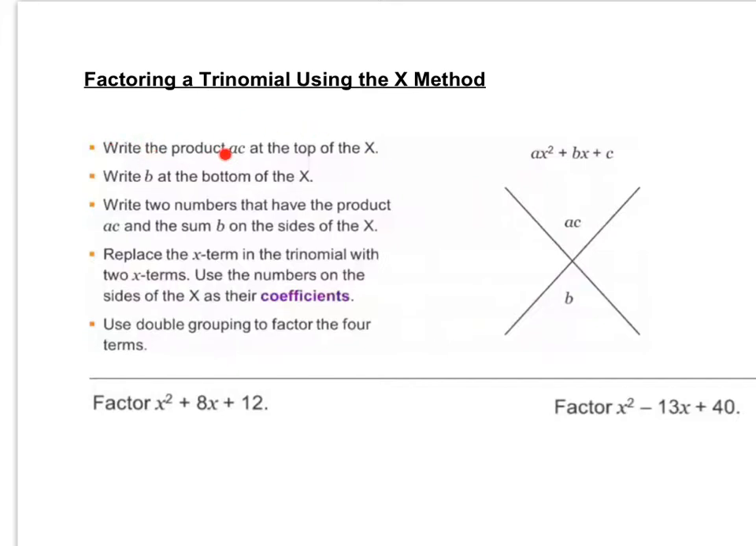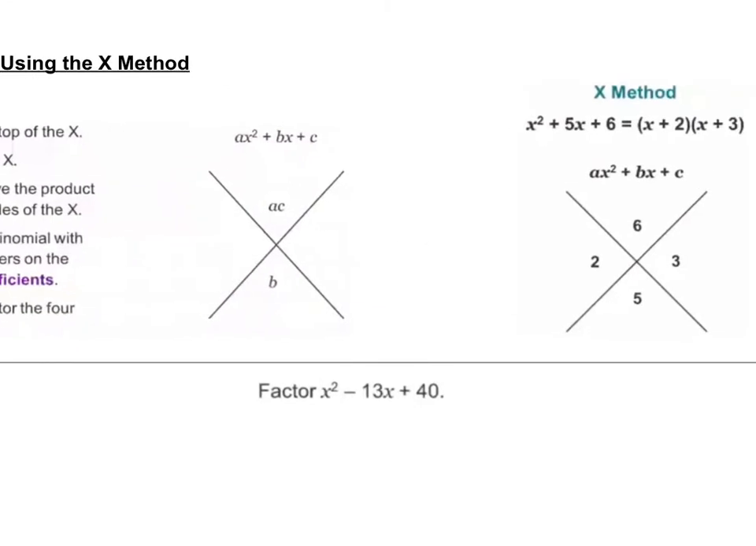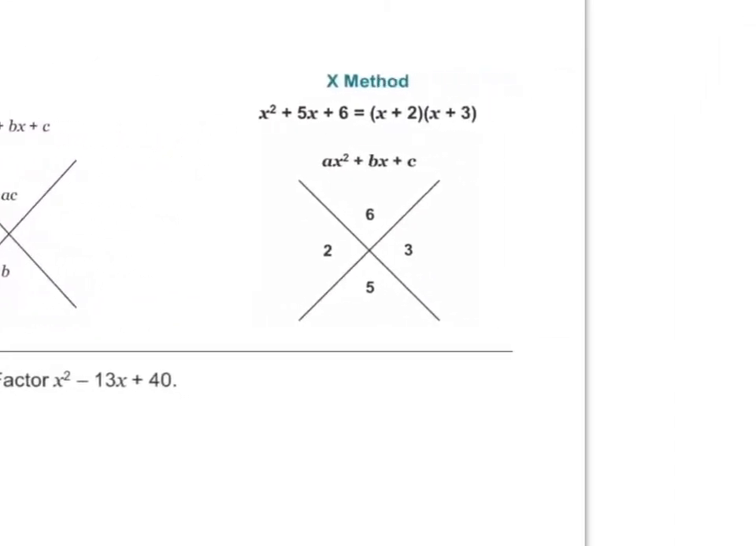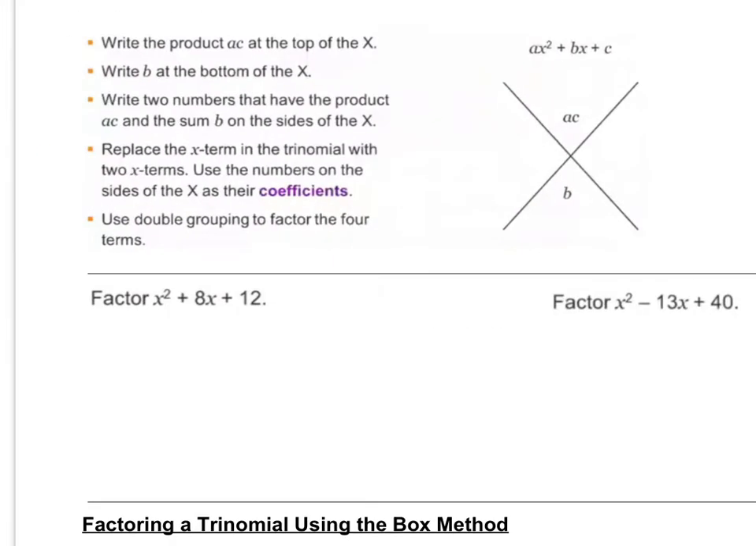And it says write the product of AC at the top of the X. That goes here. So you take the coefficient A, the coefficient C, and write the B term, the middle term, that's this number here, over here. And then we want to write the two numbers that have the product of AC and the sum of B on the sides of the X. And then we replace the X term in the trinomial with the two X terms, and then you can use double grouping to factor the 4 terms. And I'll show you guys 2 different methods on how to do this, but let's just jump into the example down here.